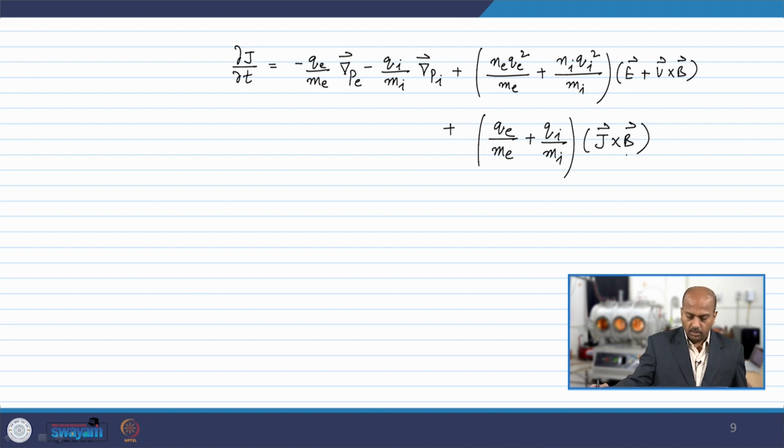Right. So, this is the rate of change of current density with respect to time. So, this is the final MHD equation which gives us a rate of change of current density with respect to time, which is a single equation instead of two different equations.